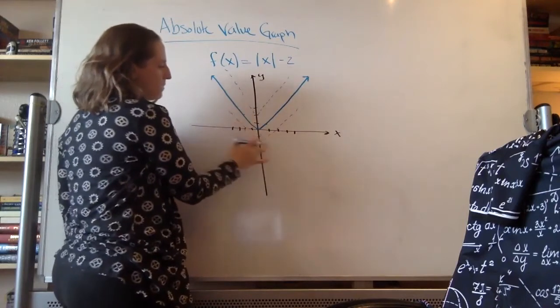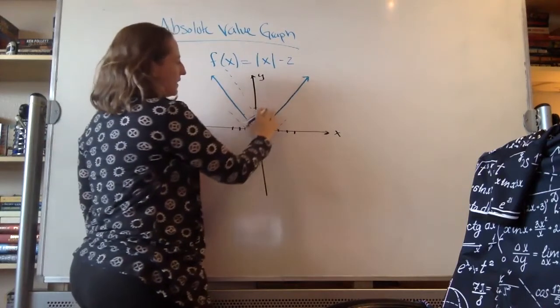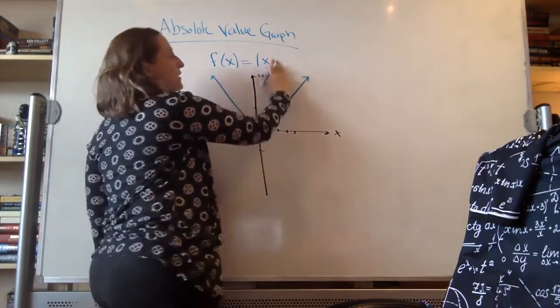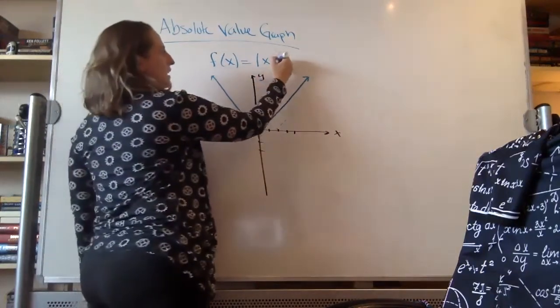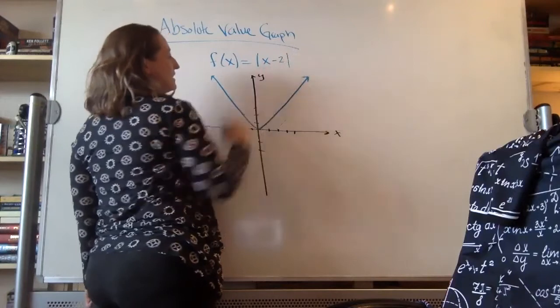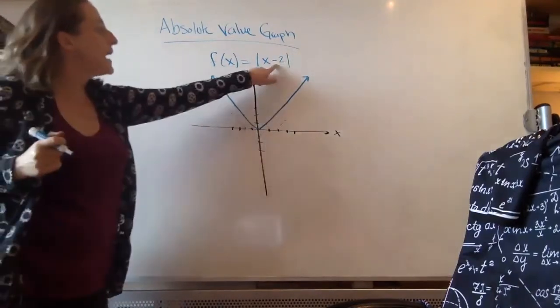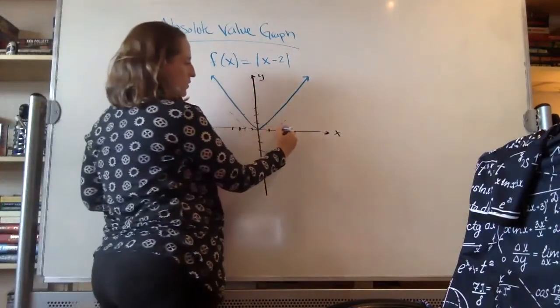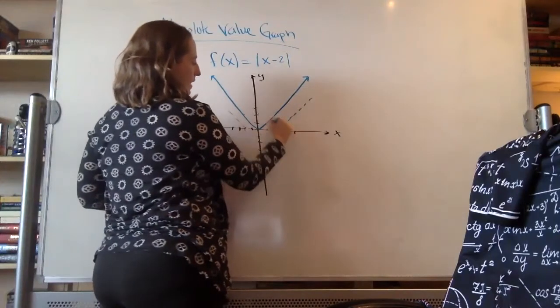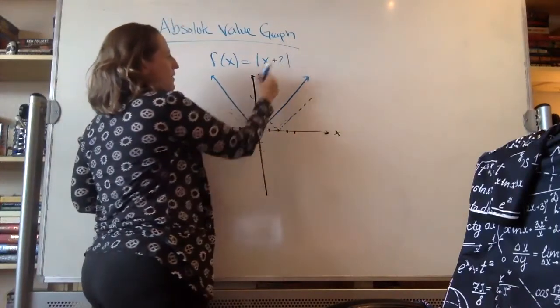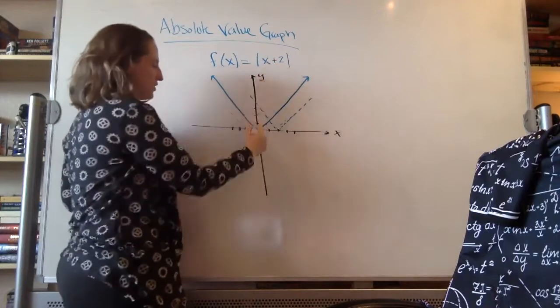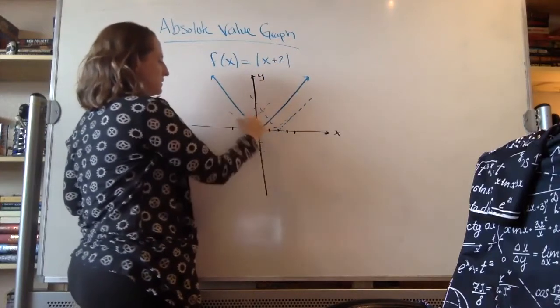Okay. If I want to move this left and right, remember that left and right, or horizontal shifts, happen inside with the x. So if I did say x minus 2 inside the absolute value, that minus 2 is going to shift our graph 2 to the right. Okay. If I did absolute value of x plus 2, that would shift our graph 2 to the left.